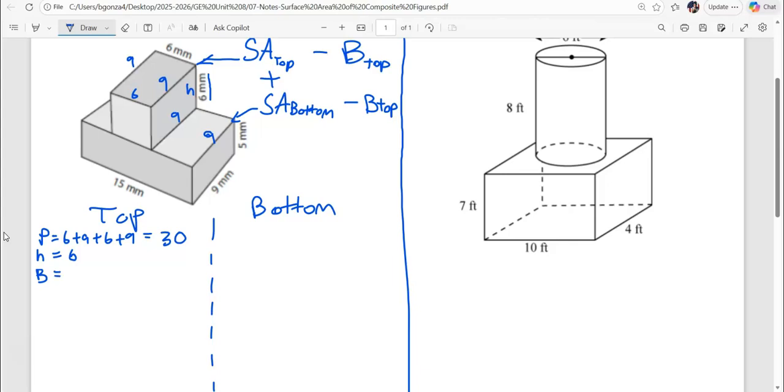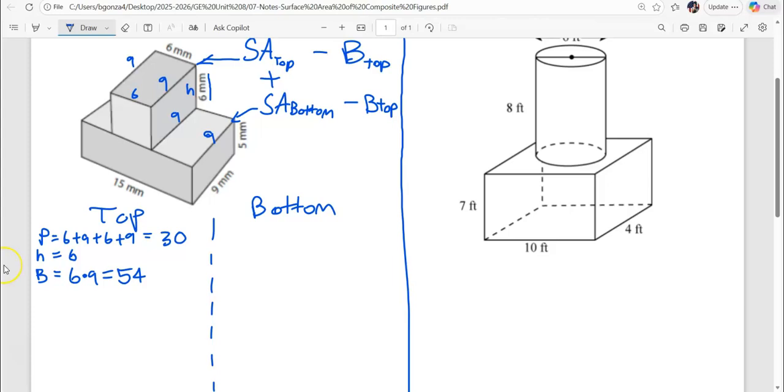Big B. Does everyone remember? Big B means the area of the base. It says it right here on your green sheet. How do I find the area of a rectangle? If you really don't know, you would look on your orange sheet, area of a rectangle. But it's length times width, so 6 times 9, which is what? 54. Put that phone away, though.